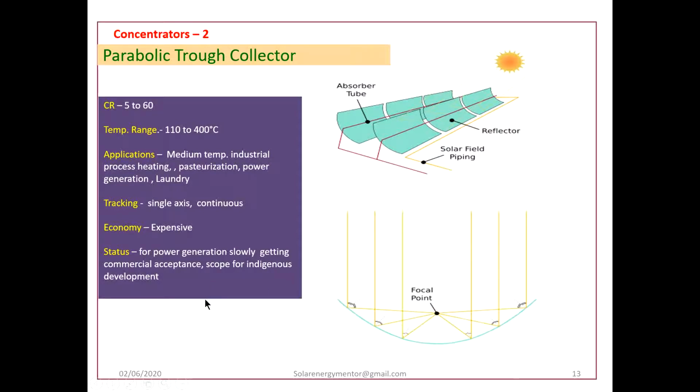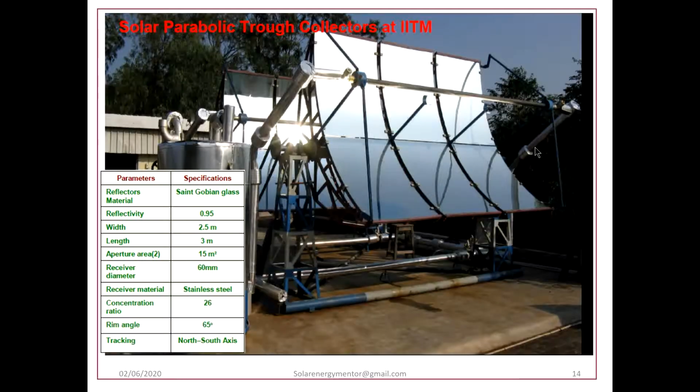So what is the status of development of this parabolic trough collector? For power generation, it is slowly getting commercial acceptance. There is scope for indigenous development. Again, there is scope for indigenous development of the parabolic trough collector. Lot of parabolic troughs available are imported, but there is scope for indigenous development.